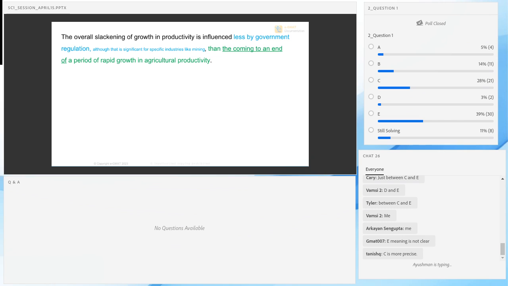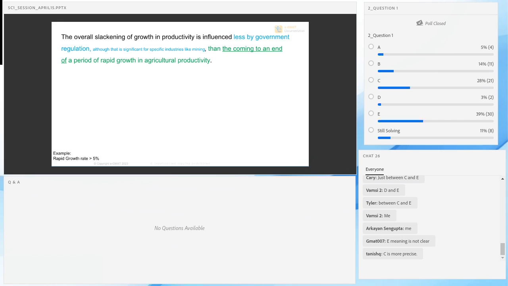Essentially what's happening over here is that X is influenced more by Y. So the overall slackening of growth and productivity is influenced more by what is Y over here? The coming to an end of a period of rapid growth in agricultural productivity. Okay. So let's understand this Y, because that is what the coming to an end signifies here, right?